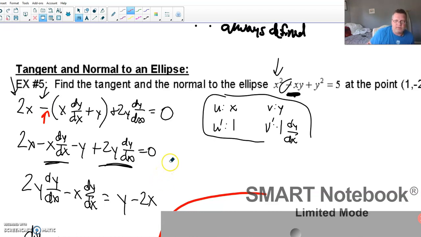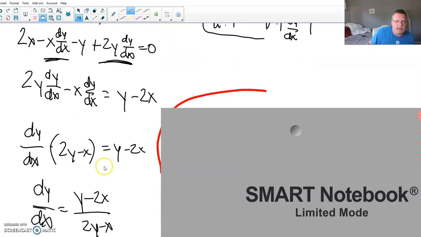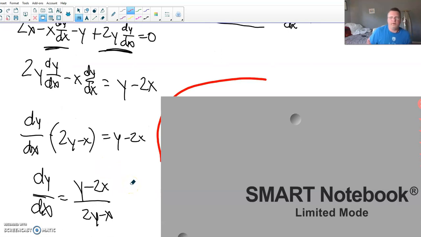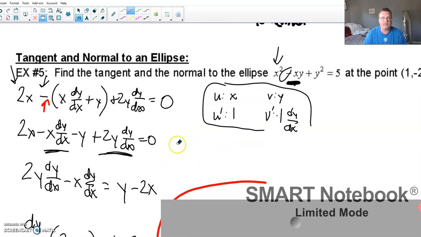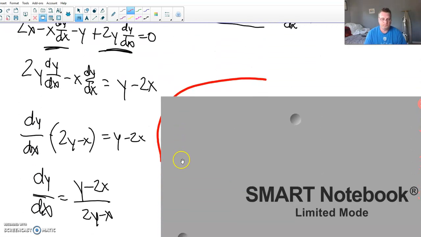Then the next thing I'm going to do is factor out the dy dx. So you have dy dx times 2y minus x equals y minus 2x. Then you're dividing by 2y minus x. So there is your derivative of y with respect to x: dy dx equals (y minus 2x) over (2y minus x). And remember, that's the slope of the tangent at any point. So we want to find the tangent and the normal to the ellipse at the point (1, -2).